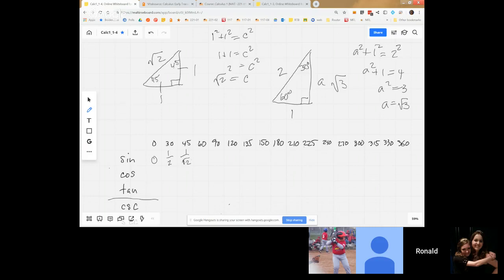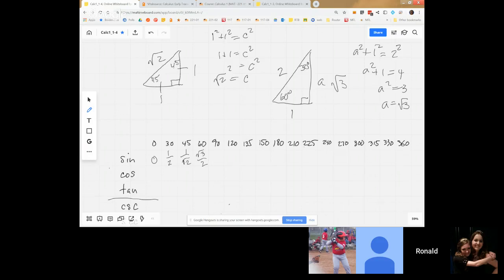By the way, some teachers, and that may be yours, may have emphasized that 1 over the square root of 2 needs to be rationalized. You multiply top and bottom by the square root of 2, and you get the square root of 2 over 2. That's fine. I like to leave it this way because then I can really see in the basic triangles what's over what. But either one is fine. The sine of 60, now we're back over here again: square root of 3 over 2.